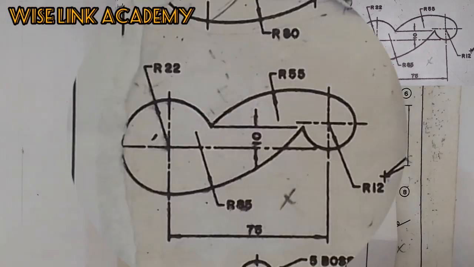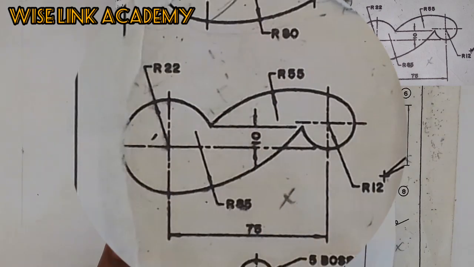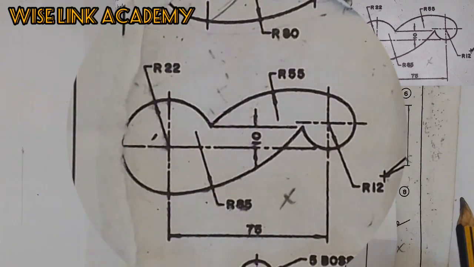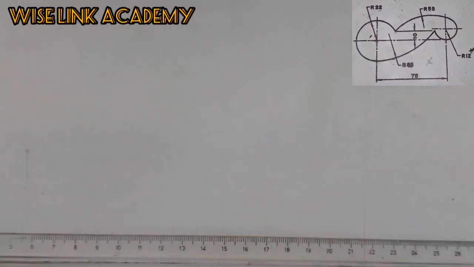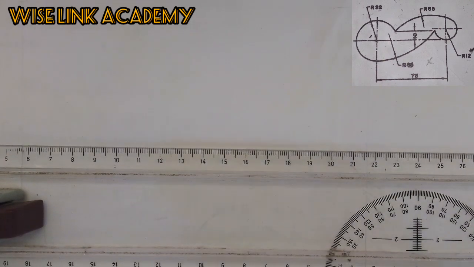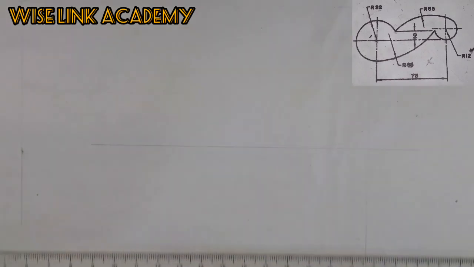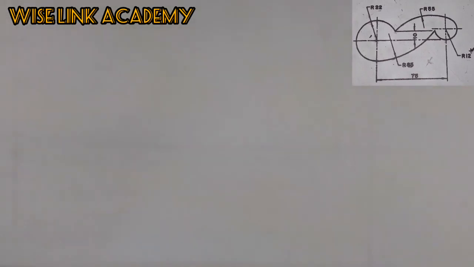So the first thing to do is what? Is to start with this big circle we are having here. So let's draw our horizontal and vertical line. Let's do that. So this is my T-square. You can see my T-square. You draw your horizontal line this way. Can you see my horizontal line? So as you can see, my horizontal line.